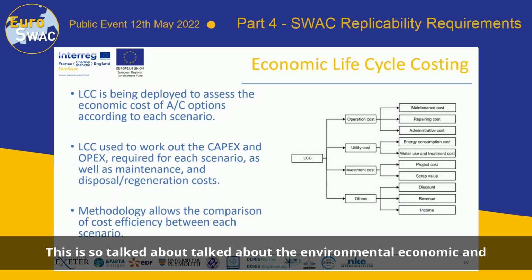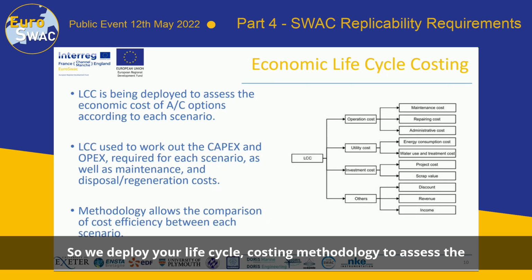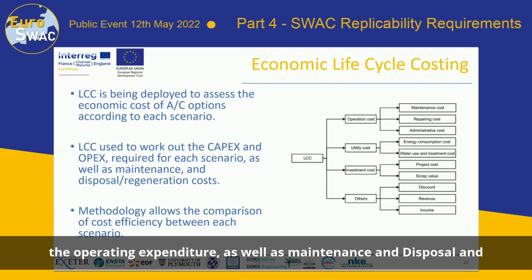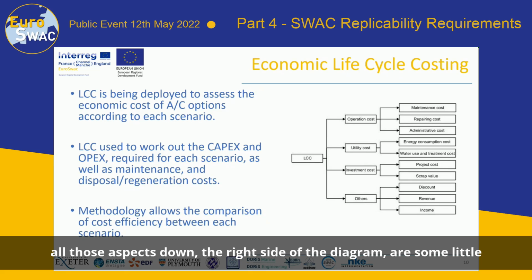So we've talked about the environmental, economic and social methodologies which are employed. This covers very briefly the economic life cycle costing. So we'll be deploying a life cycle costing methodology to assess the economic cost of air conditioning options within those scenarios there. Using it to work out capital expenditure and the operating expenditure, as well as maintenance and disposal, and in the case of the circular SWAC, regeneration cost. We've taken into account all those aspects down the right side of the diagram there.